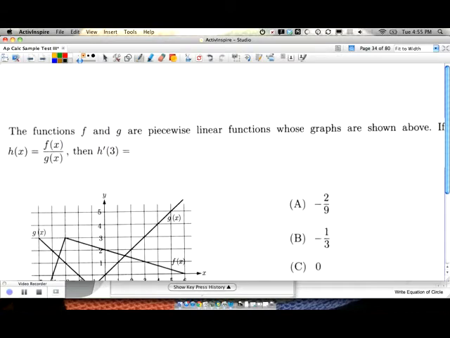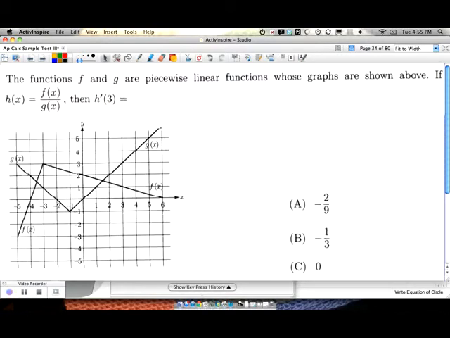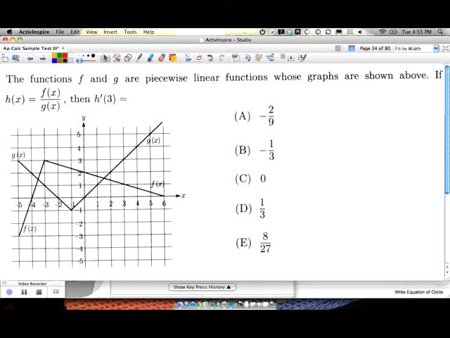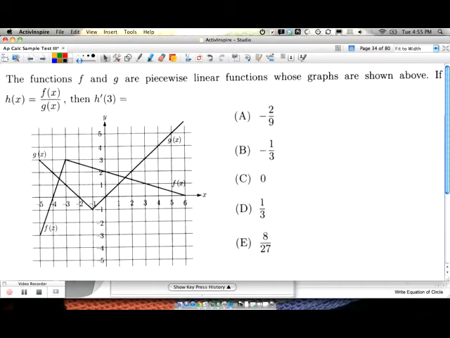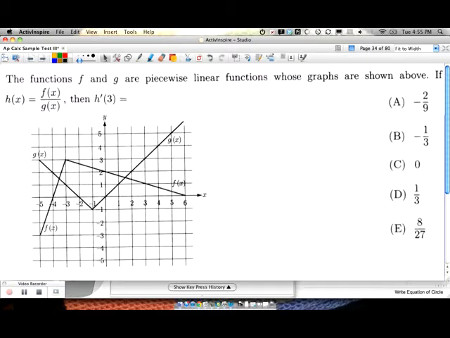Next. Number 31. Ooh, we went off the page here a little bit. Let's pull it back up. It says if f and g are piecewise linear functions whose graphs are shown above. This was originally above, but now it's below. But it's the same thing. If h of x equals f over g, then h prime of 3.